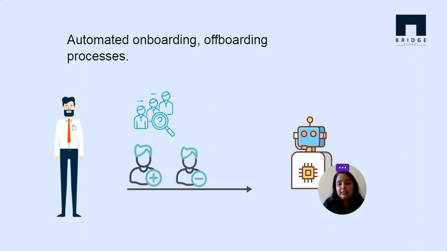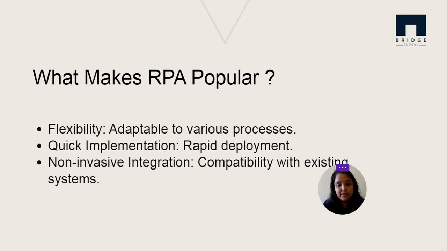Now, moving on to what makes RPA popular and the strategies for getting started with RPA. Now, let's talk about that. RPA's popularity has been attributed to its flexibility, ease of implementation, and compatibility with existing systems. To get started with RPA, organizations should assess their processes, set clear objectives, and select the right tool and the team members for this job.